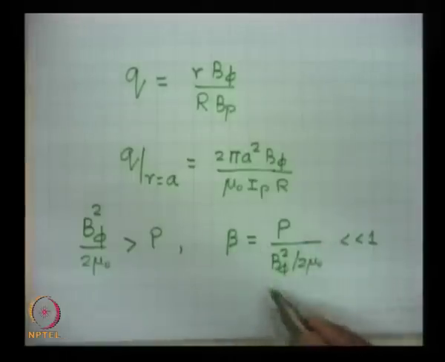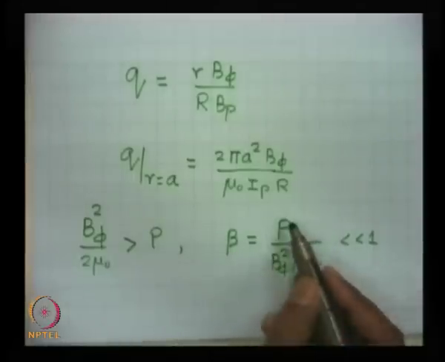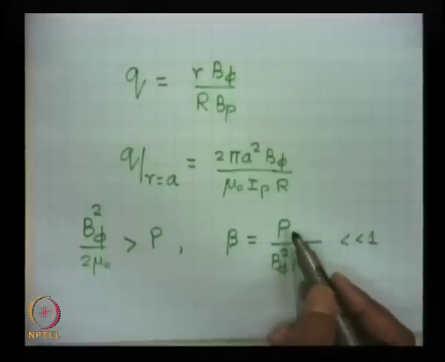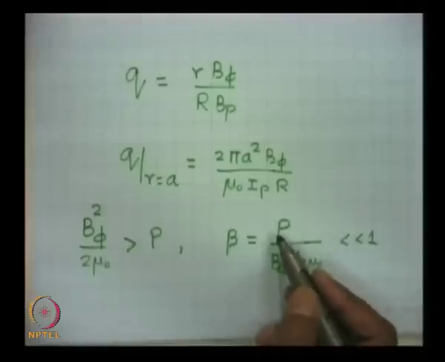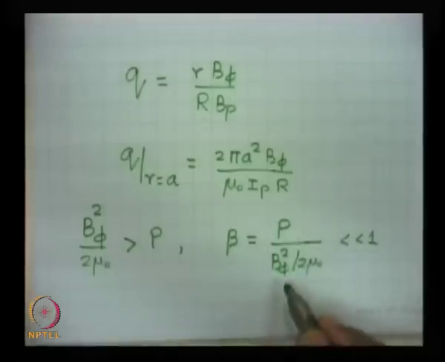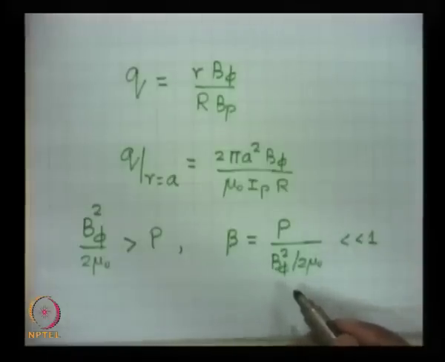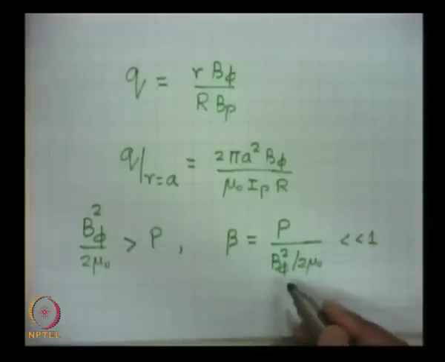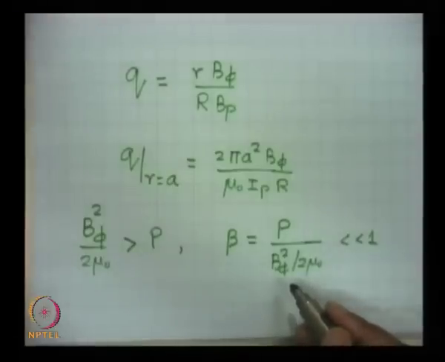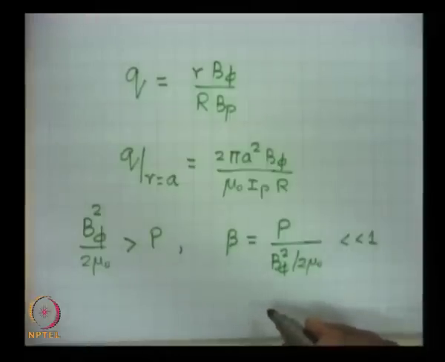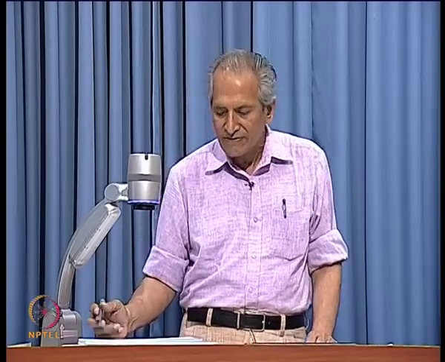And this puts a condition on B phi, because pressure is nT, the product of density and temperature, which we already specified. Temperature has to be 10 keV, density has to be 10 to the 14. So B phi has to satisfy this condition, and that's why I say that at least a few Tesla magnetic field is required, 4 Tesla, 5 Tesla, 10 Tesla, etc. Alcator tokamak, for example, has about 10 Tesla magnetic field. Other tokamaks have a little less, but the typical range would be between 4 and 10 Tesla.